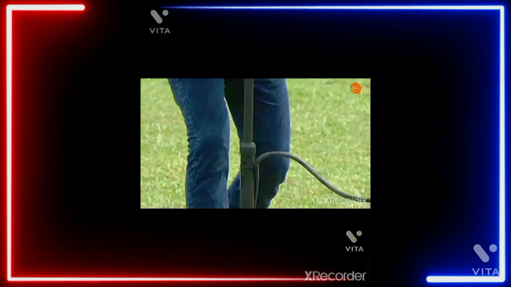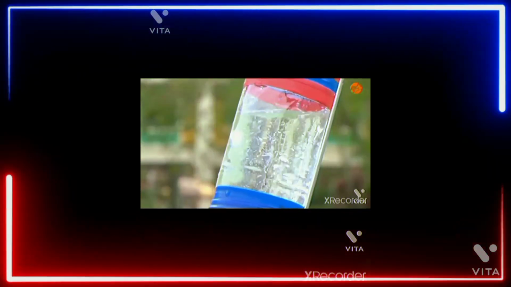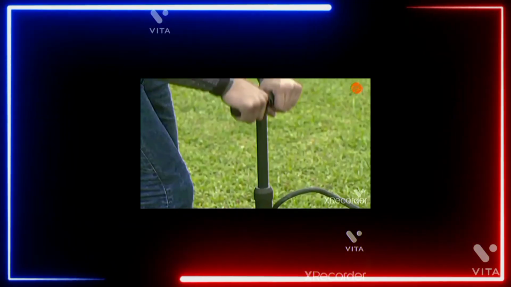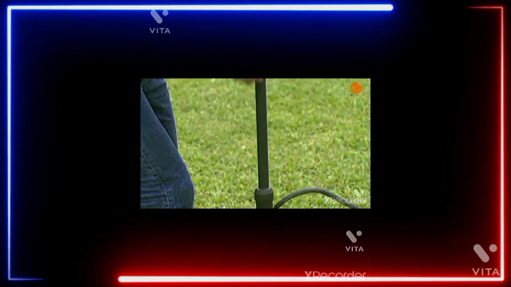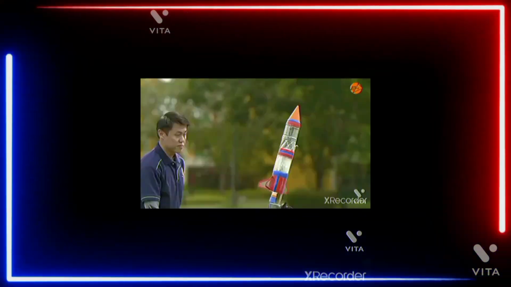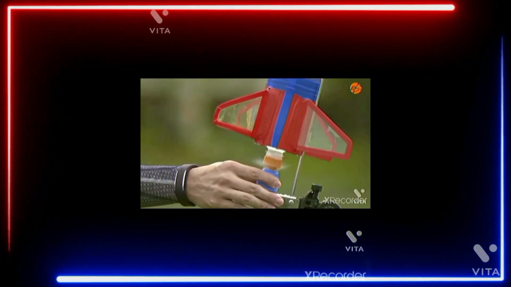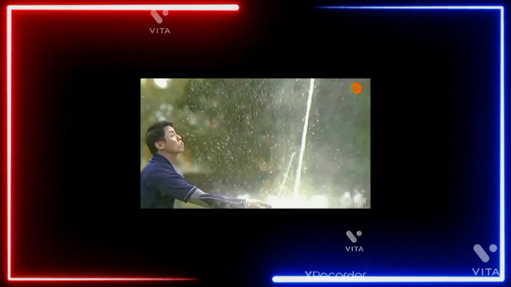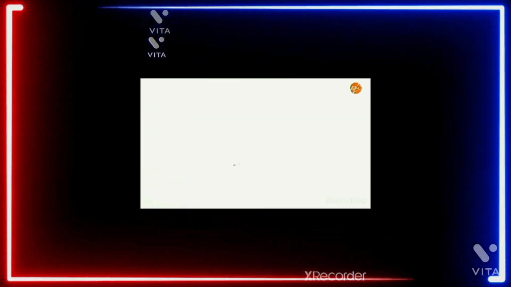Here, as you can see, a person is pumping water into the water rocket. And when this person releases the water rocket, it flies away very fast.